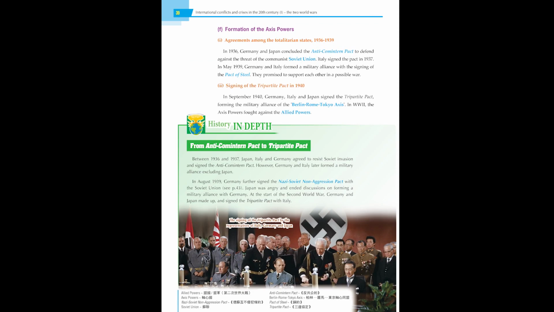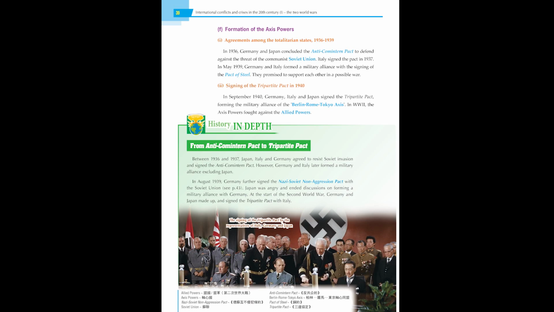F. Formation of the Axis powers. 1. Agreements among the totalitarian states from 1936 to 1939. In 1936, Germany and Japan concluded the Anti-Comintern Pact to defend against the threat of the Communist Soviet Union. Italy signed the pact in 1937. In May 1939, Germany and Italy formed a military alliance with the signing of the Pact of Steel. They promised to support each other in a possible war.